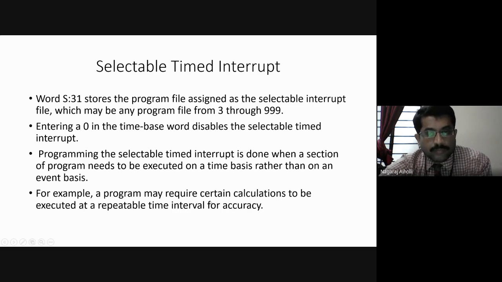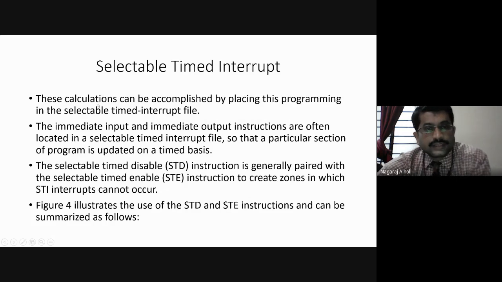For example, a program may require certain calculations to be executed at a repeatable time interval for accuracy. If a PLC wants to do certain calculations for some amount of time, so that the functioning of the PLC will become accurate, for that reason they are using the selectable timed interrupt. These calculations can be accomplished by placing this programming in the selectable timed interrupt file.